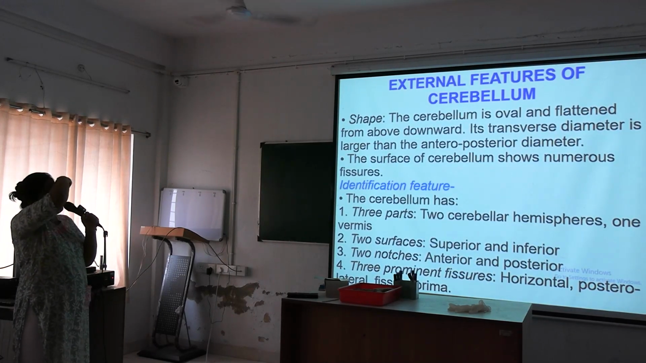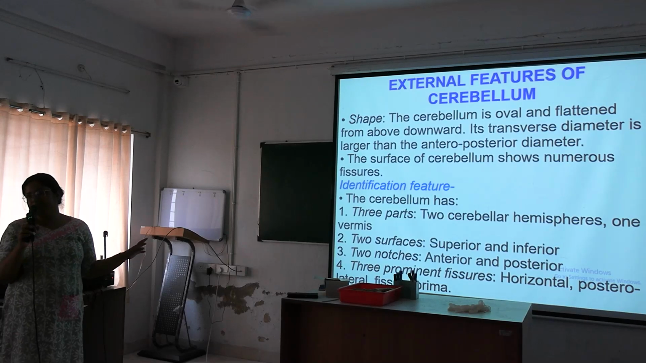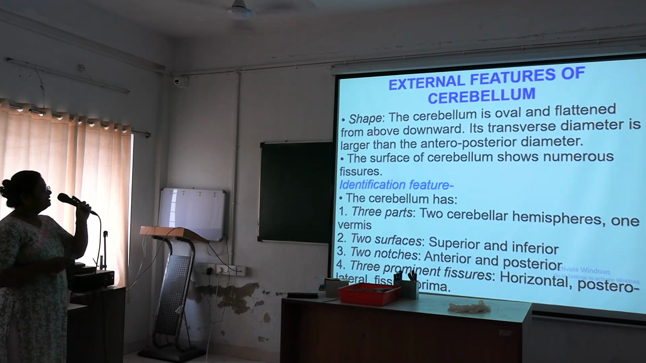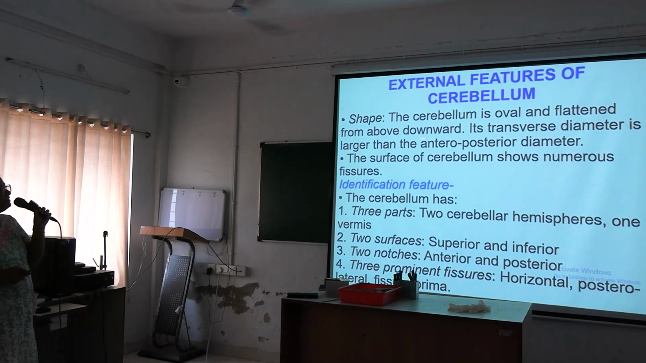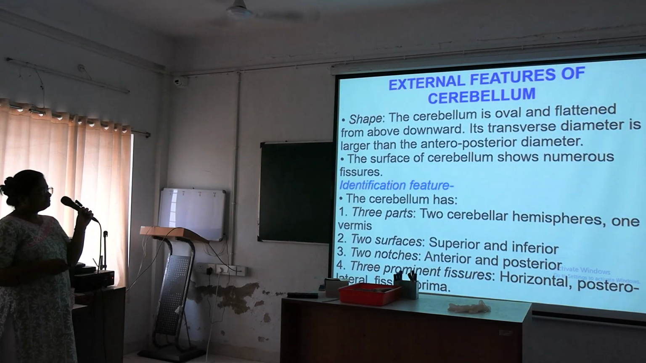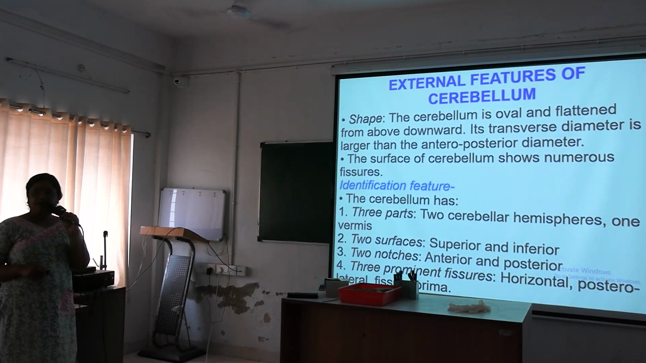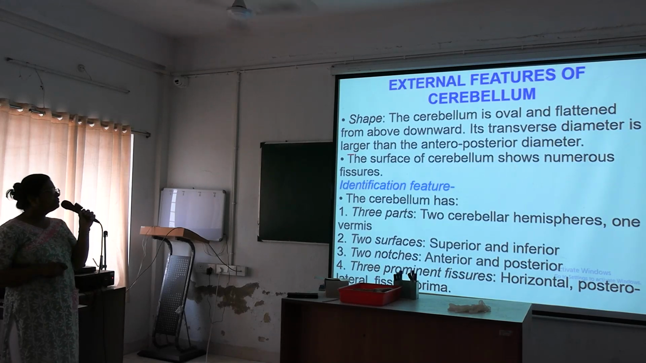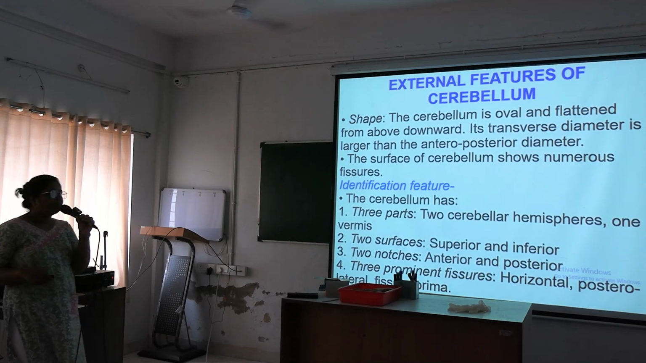Next is external features of cerebellum. This is very frequently asked in your viva table. Okay, cerebellum, external features. So cerebellum is oval shaped and flattened from above downward. Okay. Its transverse diameter is larger than the anterior-posterior diameter, and the surface of the cerebellum shows numerous fissures. Okay, very fine fissures are there.